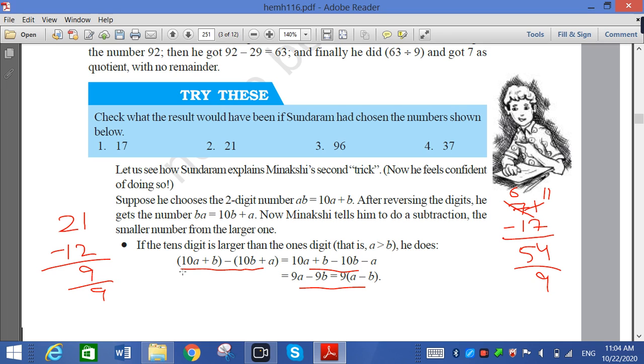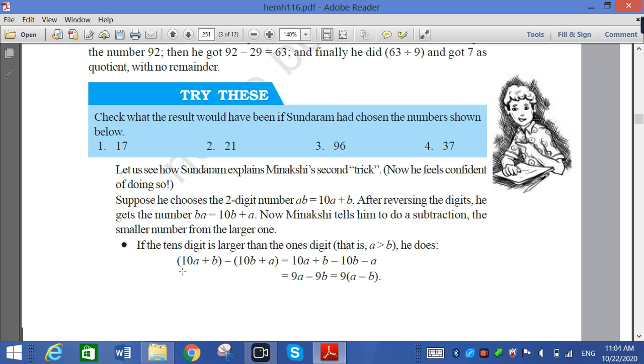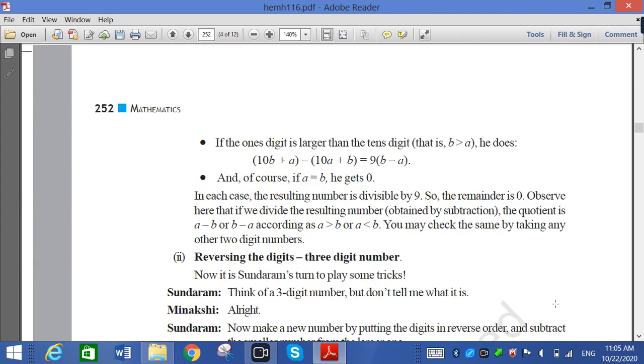If I take 96, the reverse is 69. Subtract it. So 16 minus 9, that is 7. Here 8 minus 6, that is 2. Again divisible by 9. So always remember that when a two-digit number is there, if we reverse it and add, it is always divisible by 11. If we reverse it and subtract, it is always divisible by 9.